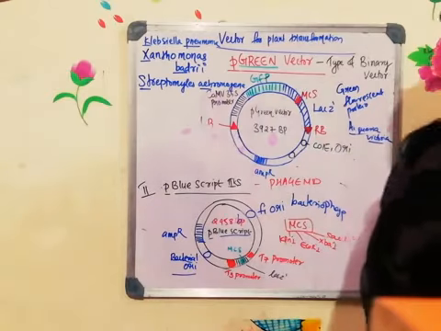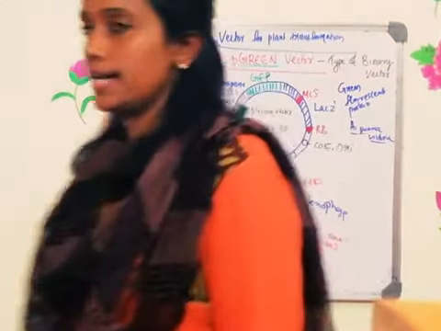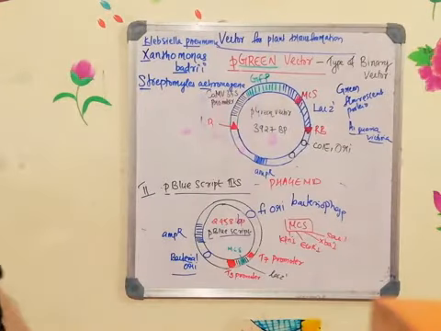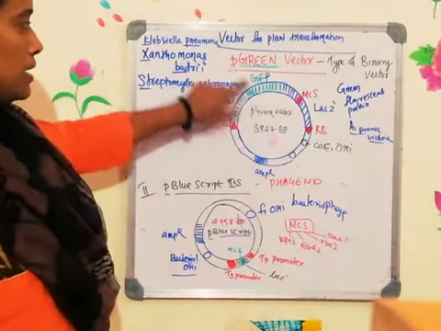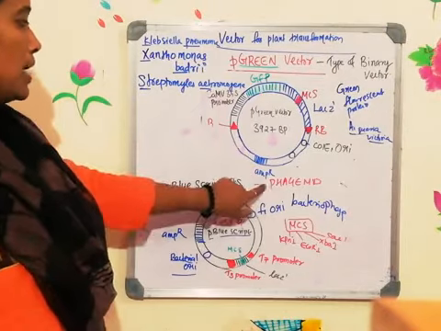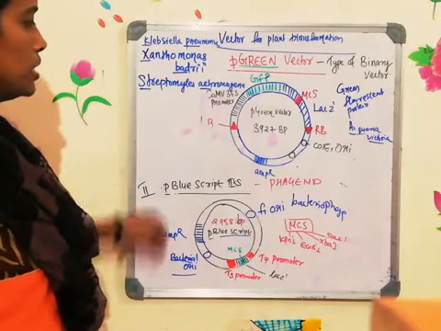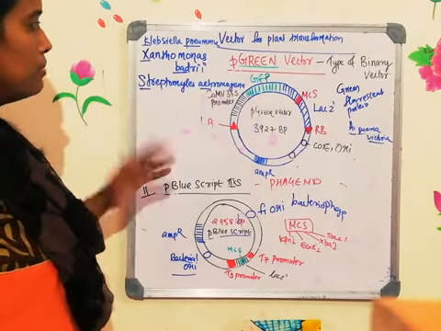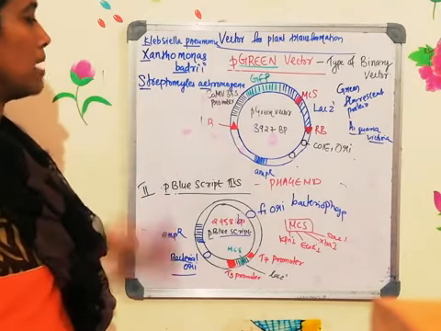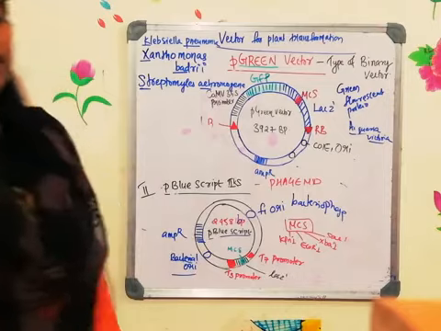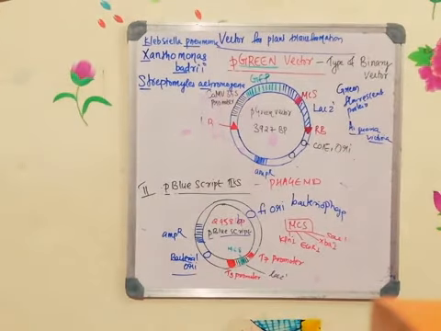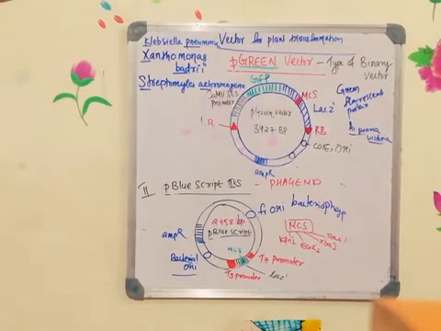Three vectors are given. Already we discussed the BIN19 vector. Plasmid BIN19 is given in the syllabus. That is done already. The second one is pGreen because of the GFP protein, and the third one is known as the pBluescript vector. Both vectors are named green and blue because of the selectable markers which are there in that particular vector. Please go through these two topics. It's a very simple topic. If any doubts are there, you can clarify. Thank you.